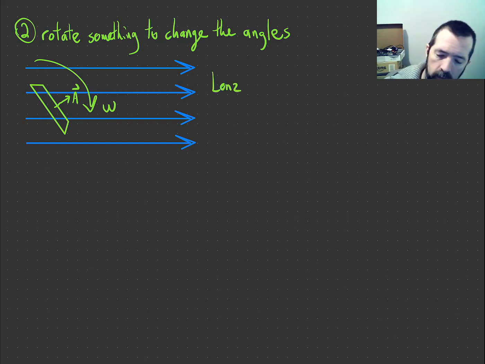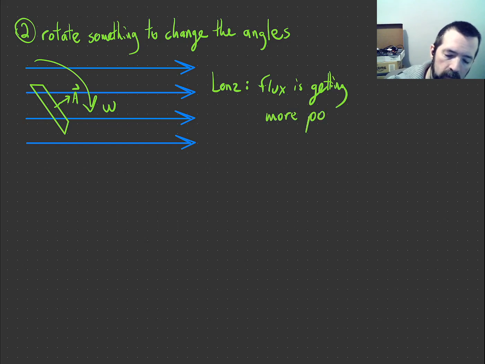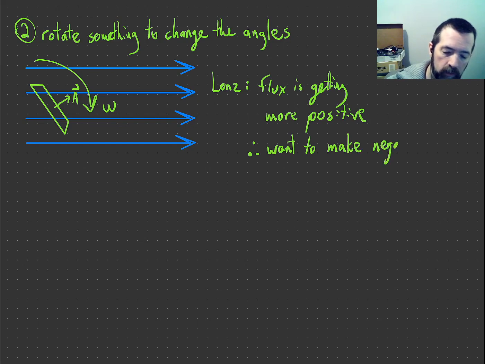So let's do the Lenz version first. The flux is getting more positive. I don't exactly want to call it a rightward flux here because the flux is parallel to the A vector, which is not horizontal. But it's becoming more positive because the A and B vectors are getting closer to parallel. And so it's getting more positive. So therefore, what I want to do is make negative flux. That will counteract what's happening.